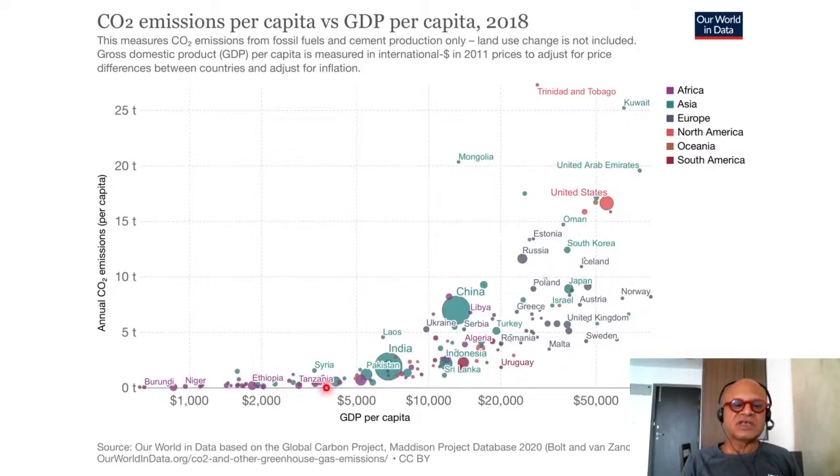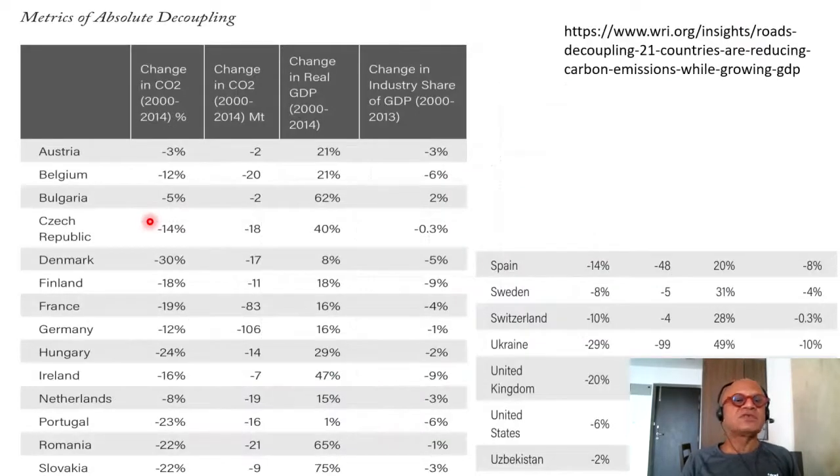So now you see that Tanzania is down here with its low GDP per capita, but its carbon emissions are very low as well. Okay, so you have to keep those things in mind. In other words, if you want to move Tanzania to a higher per capita GDP, you would want to do it by keeping the annual emissions low. Or you can see that rich countries have become rich by having higher annual CO2 emissions per capita. Okay, so this is another metric of absolute decoupling.